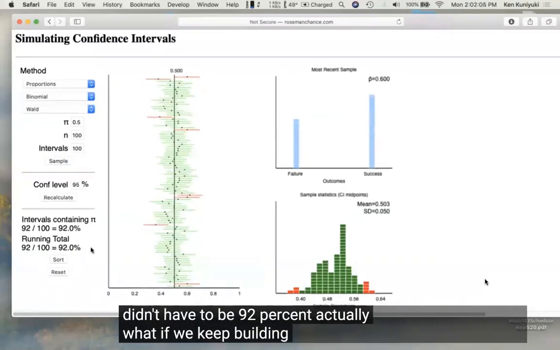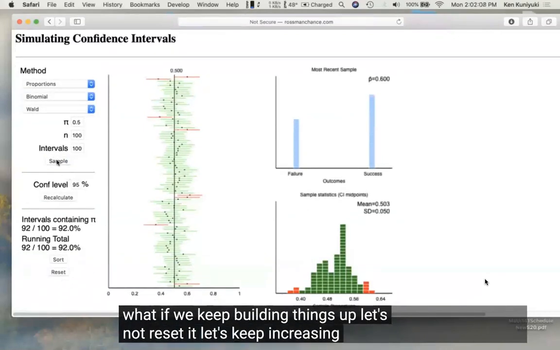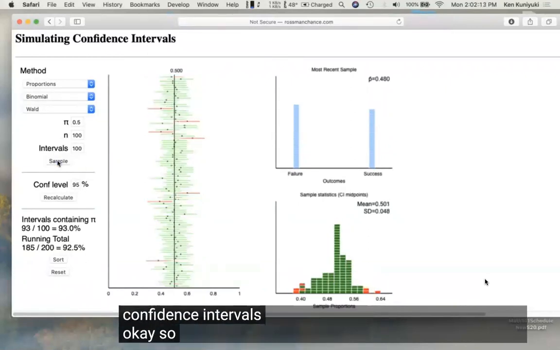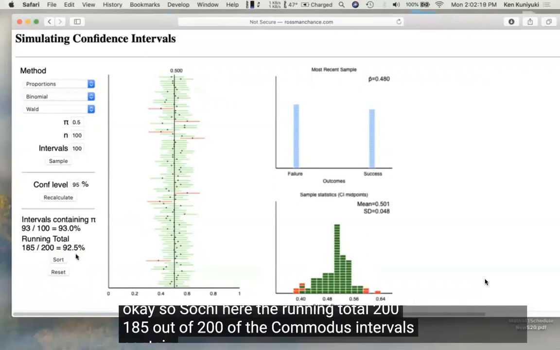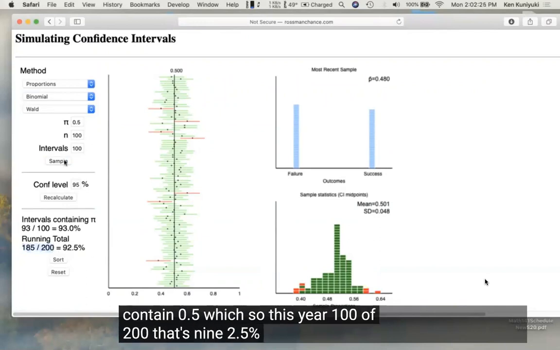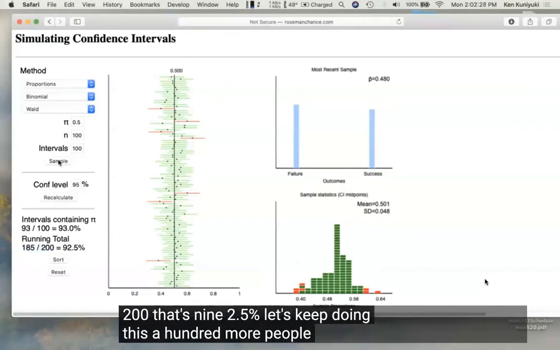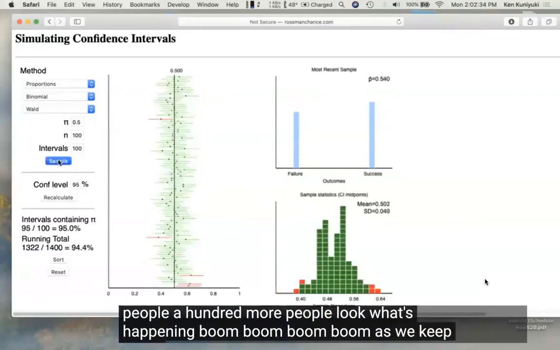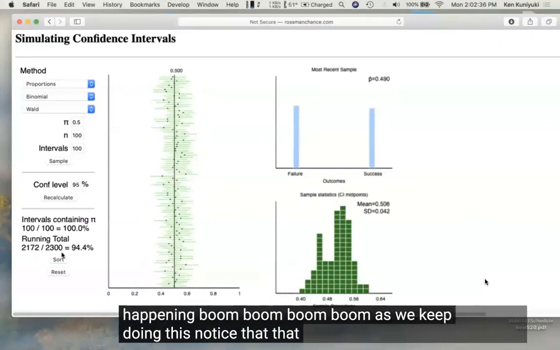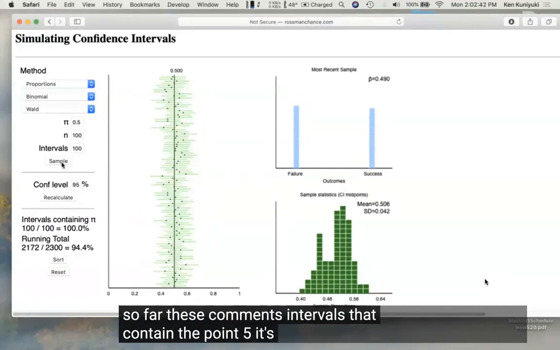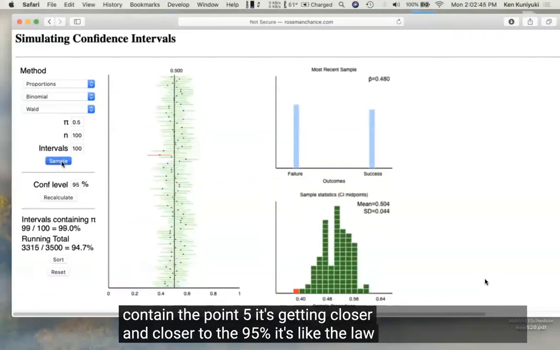Actually, what if we keep building things up? Let's not reset it. Let's keep increasing the sample size, well, the sample size of confidence intervals. Okay, so here the running total, 200. 185 out of 200 of the confidence intervals contain the 0.5. So this here, 185 out of 200, that's 92.5%. Let's keep doing this. 100 more people. 100 more people. 100 more people. Look what's happening. Boom, boom, boom, boom. As we keep doing this, notice that our percent so far of these confidence intervals that contain the 0.5 is getting closer and closer to the 95%. It's like the law of large numbers.